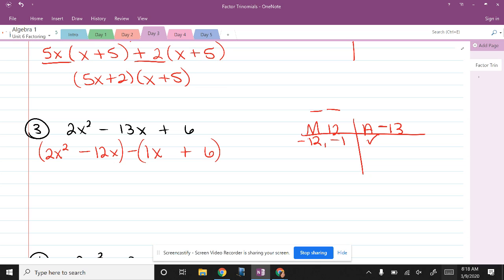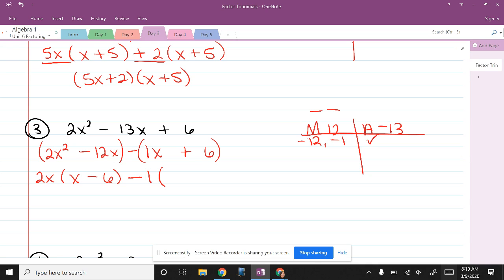Just 2x, good. Parentheses, what times 2x gets 2x squared? X minus what times 2x is negative 12x? Yeah, minus 6, good. Now this is a minus in the middle, so make sure you put a minus. Now what's the GCF between 1x and 6? 1. Now that's a negative 1 GCF, okay? So it was what times negative 1 equals negative 1x?